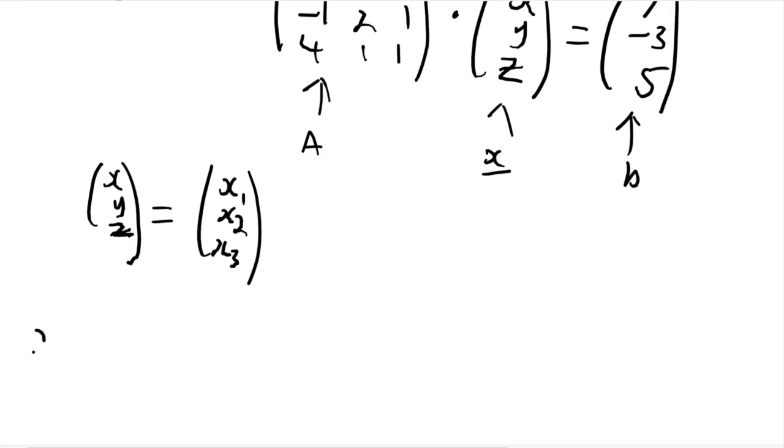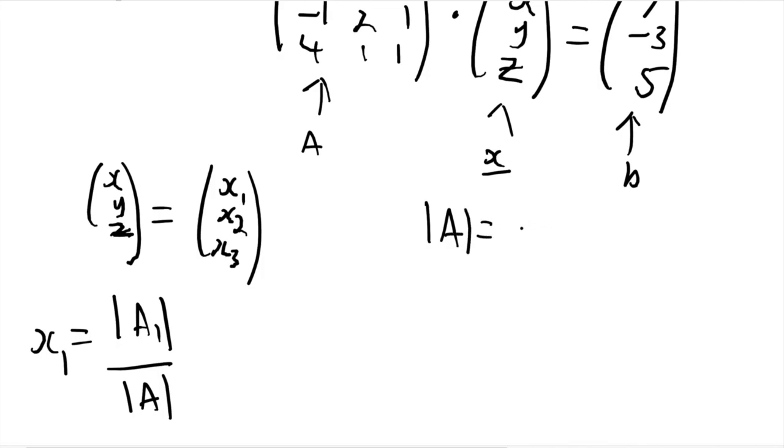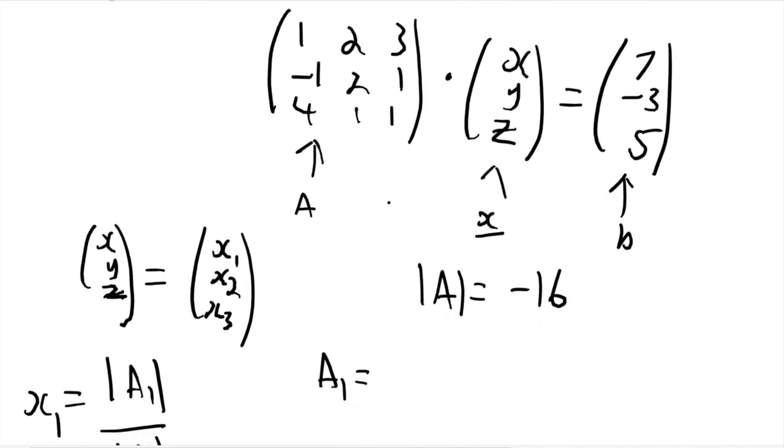Cramer's rule says that x1 is equal to the determinant of A1 divided by the determinant of A. I'm just going to tell you that the determinant of A for these purposes is minus 16. I'm not going to calculate it on screen. A1 is going to be the matrix A, but the first column of A is swapped out with the vector B. So instead of 1, minus 1, 4 for the first column of A1, we'll have 7, minus 3, 5. But then the rest of the matrix will be the same. So we'll have 2, 2, 1, and 3, 1, 1.